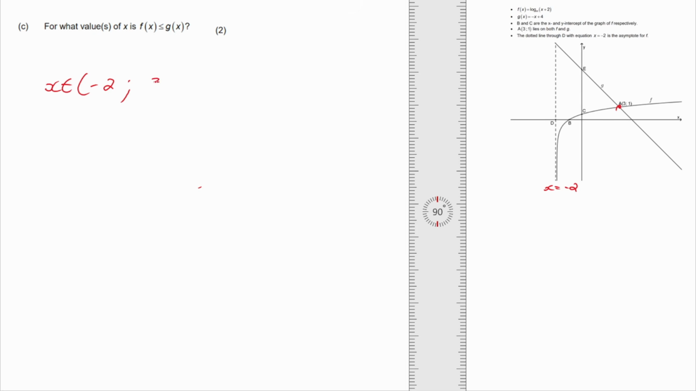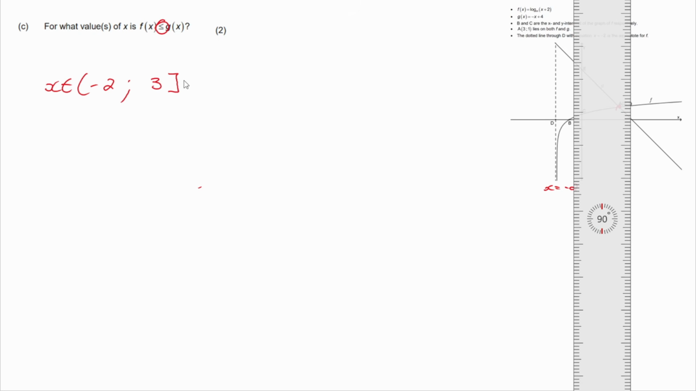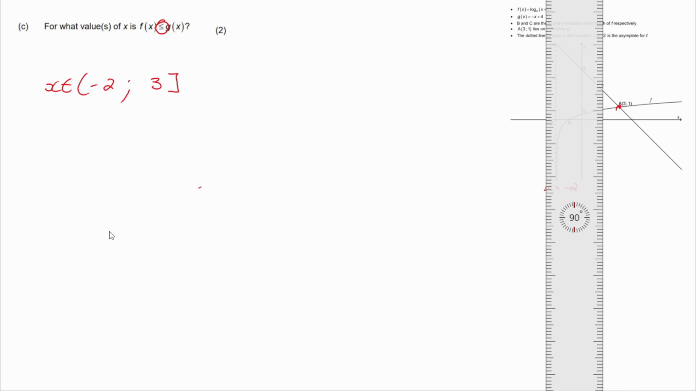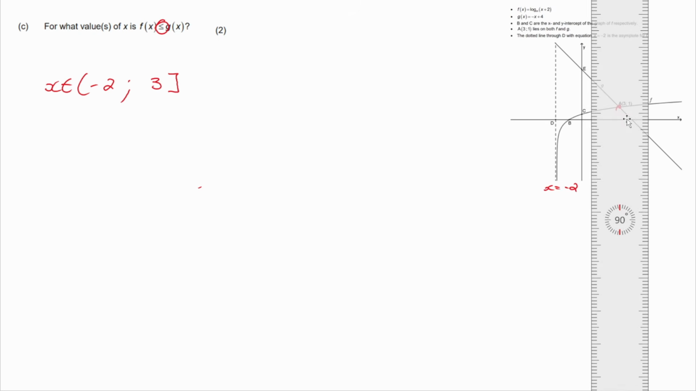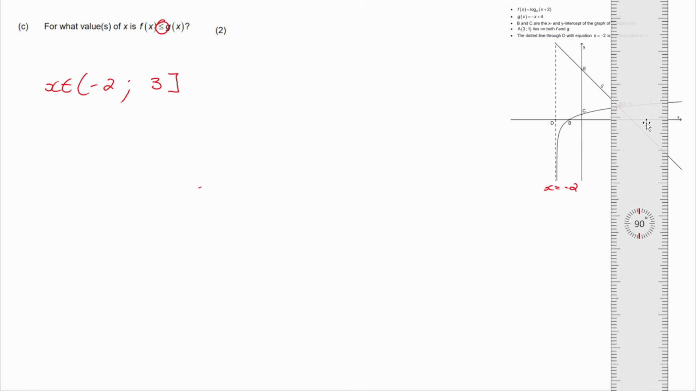And then up until 3. And we can include 3 because at that point the graphs are equal. The graphs intersect at this point. So that would be our answer for C. This one, it would be very difficult to solve algebraically, so just solve it graphically. Anyways, let's move over to D.